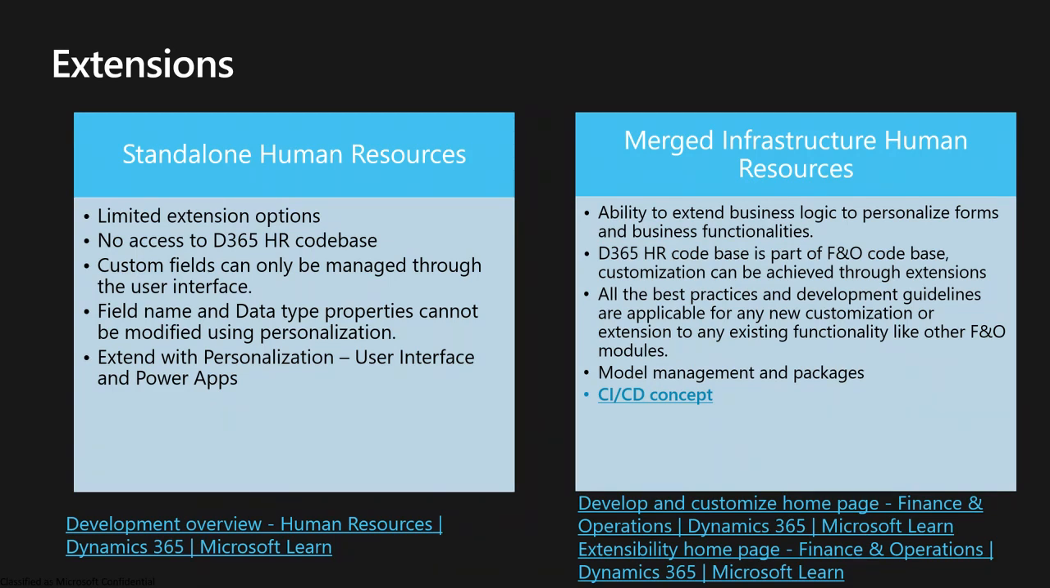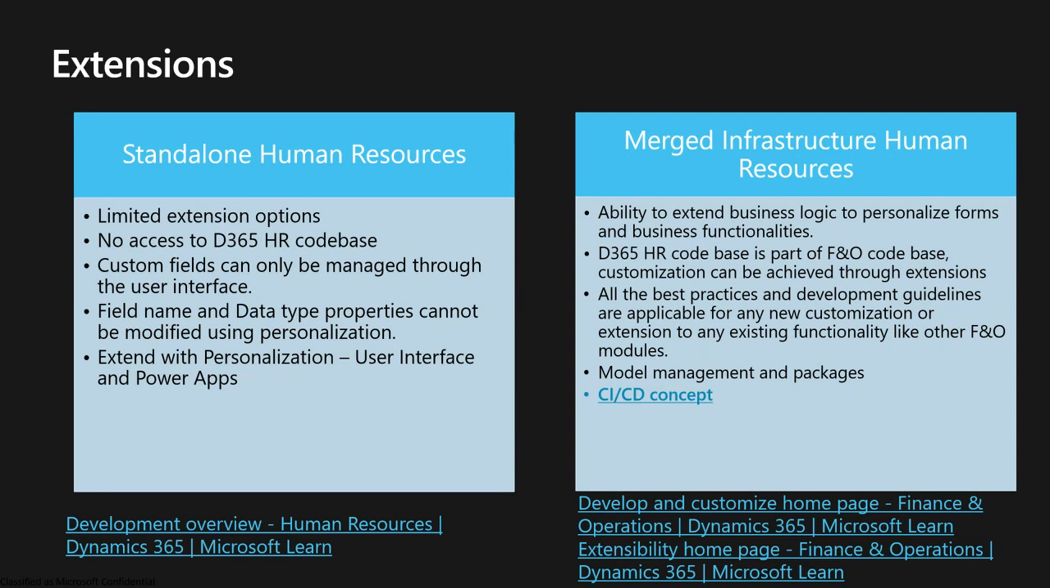The D365 HR code base is a part of the FNO code base. So all the development guidelines and best practices are already applicable for any new customization or extension to any existing functionalities like other FNO modules. So whatever you are going to extend or customize in other FNO modules is applicable with the HR code base also. And it will provide improved extensibility. It will give you the ability to extend business logic, whether you personalize the screens, forms, or business processes. It will allow the streamlining of your customizations.